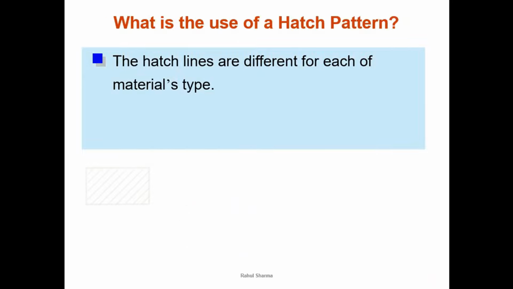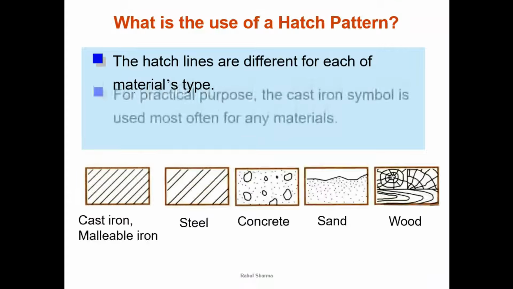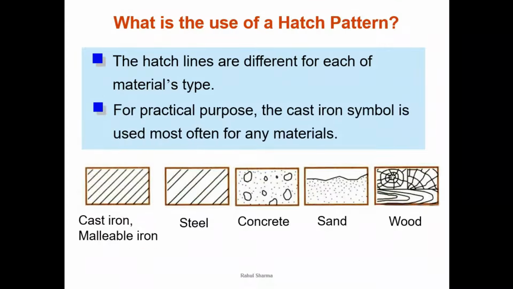Now these hatch patterns are for different materials, like this one is for cast iron, steel, concrete, sand and wood. Whenever we have to design or manufacture an object, we have to say something about the material of the object. I have told you in the designing field we are not allowed to write theory with the drawings. We have to represent everything with symbols, notations and lines.